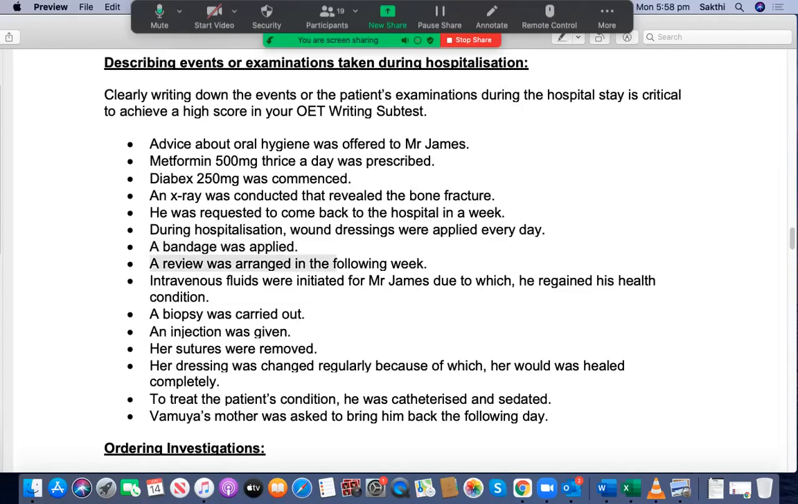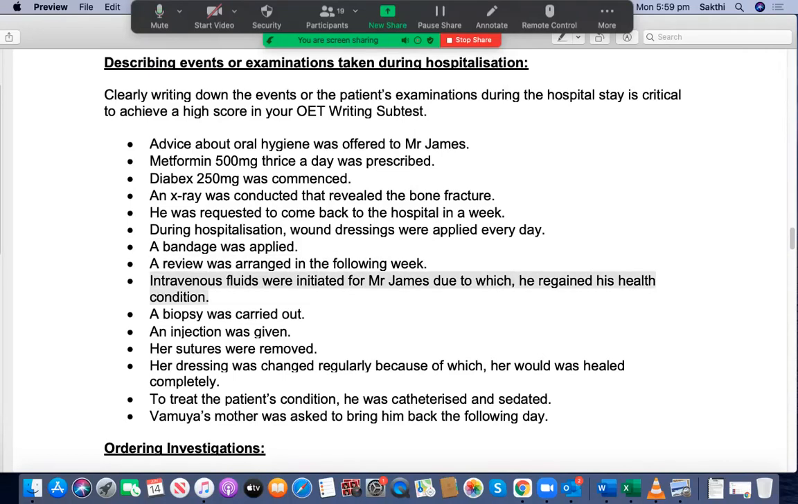A review was arranged in the following week. Don't say "she has been arranged a review in the following week". That is wrong. You have to use "a review was arranged for her in the following week", or without using "for her", it's okay, because we are referring to the same patient anyway. So intravenous fluids were initiated for Mr. James, due to which, comma, he regained his health condition.